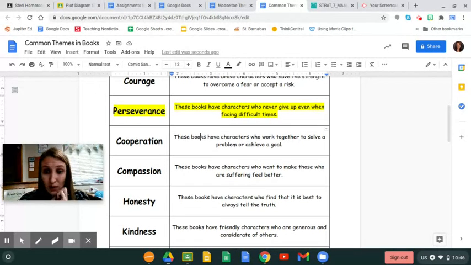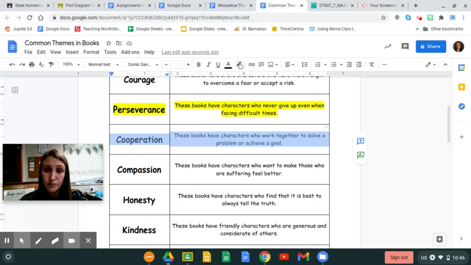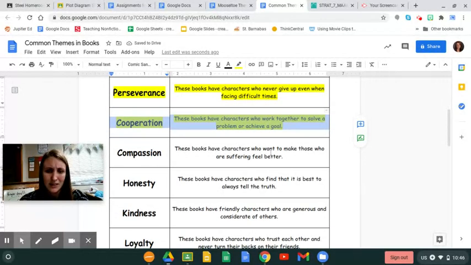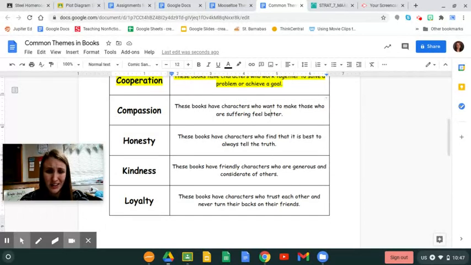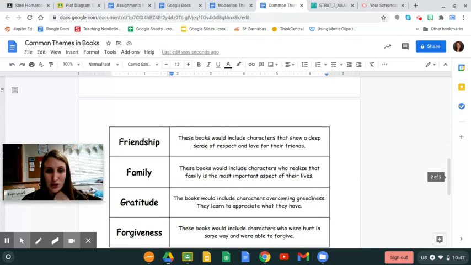Cooperation. These books have characters who work together to solve a problem or achieve a goal. I mean, his family works together with him to make him into that tree. So I'm going to highlight that one. That one might be the answer too. It didn't really have to do with characters who were suffering and made them feel better. Didn't have to do with honesty. He was kind, but the reason he changed didn't really have to do with kindness. Didn't really have to do with loyalty. He wasn't sticking with his friend group or something. I mean, he was a nice guy, but I would not say that's what it's trying to teach us.